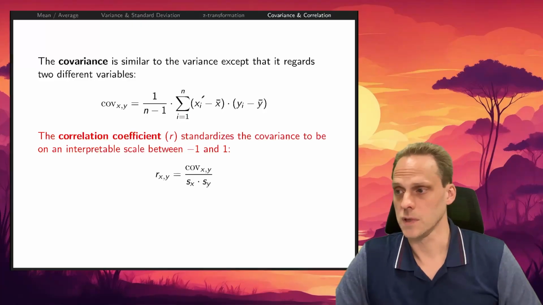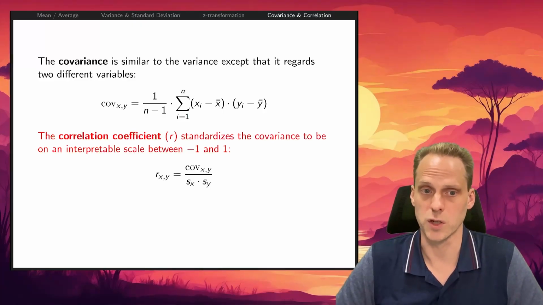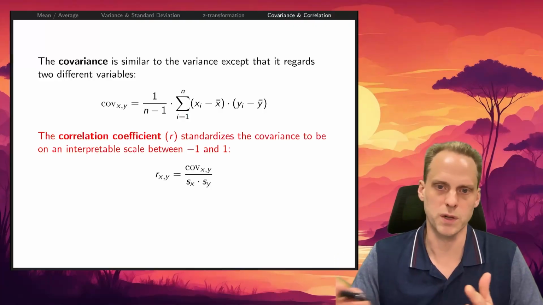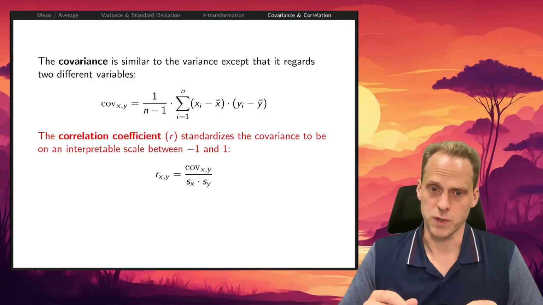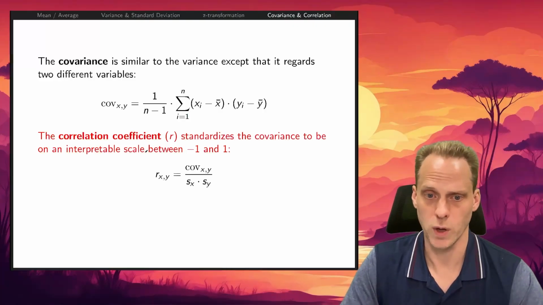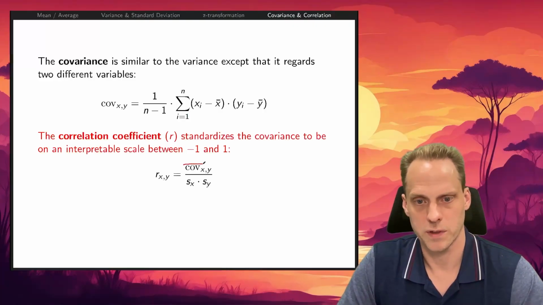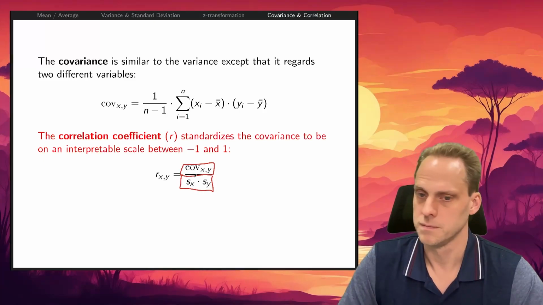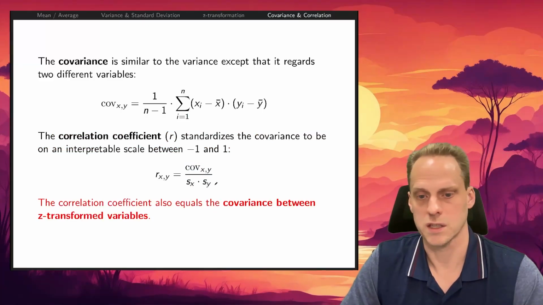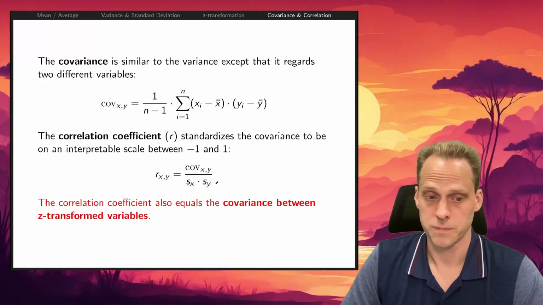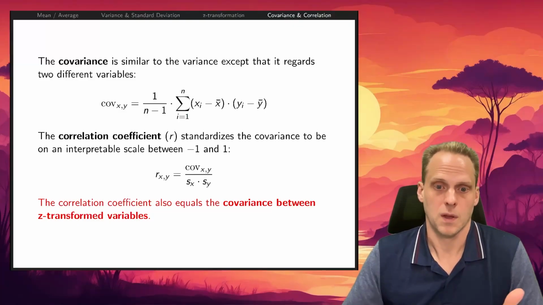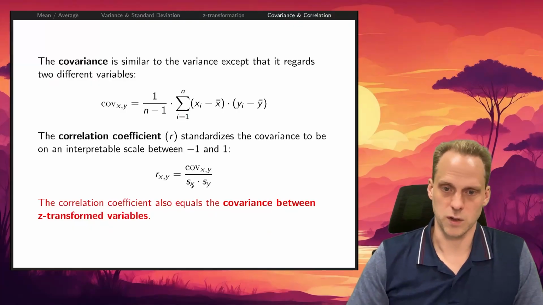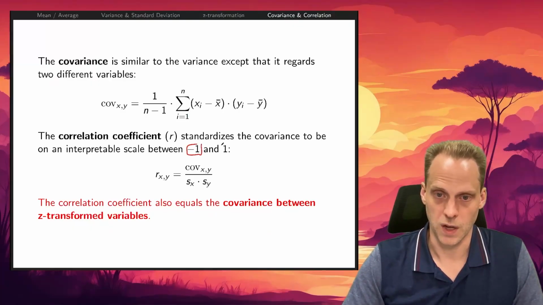The correlation is a way to standardize the covariance onto a scale that's interpretable. The covariance is hard to interpret, it's on squared units basically. But the correlation coefficient we can interpret. We calculate it by taking the covariance and dividing it by the product of the standard deviations. And that's really it. The correlation is also equal to the covariance between z-transformed variables. That's interesting. If you first do the z-transformation and then the covariance, you get the correlation. That's quite magical. A correlation can only be between -1 and 1.